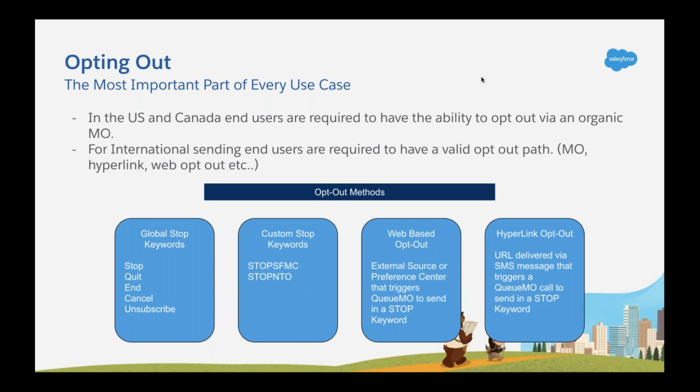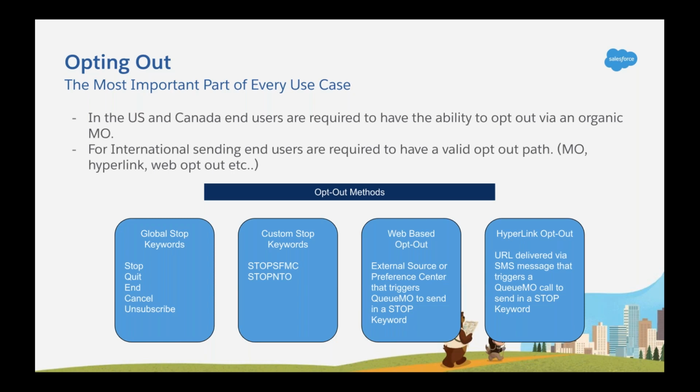If an end user texts in one of these keywords, regardless of whether or not you've set it up within the UI, we will globally opt them out from every keyword on that shortcode that they have an active subscription to. So you can configure the message that's returned to an end user when they do text in one of the global stop keywords. And that's done by actually creating that keyword within the UI. However, even if you don't, we will still consider that valid opt-out requests, regardless if you've configured it or not.